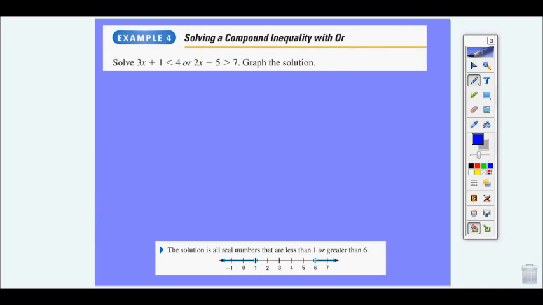Moving on to example 4, this time we need to deal with the ors. And remember, when we deal with or, we're going to have a graph that is going into two different directions. So when we have an or, we actually have two different equations as well. So we have two simple equations here. We're going to subtract 1 from both sides.